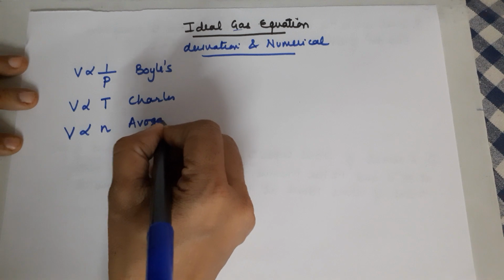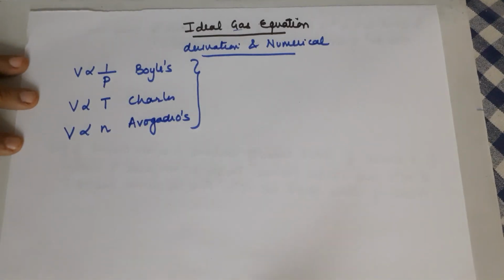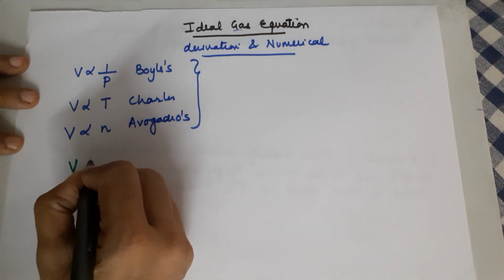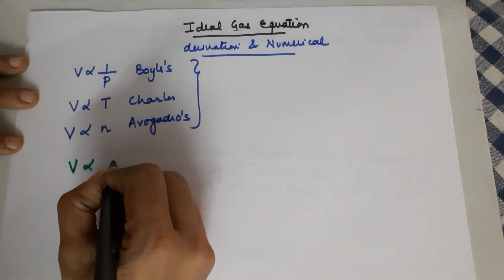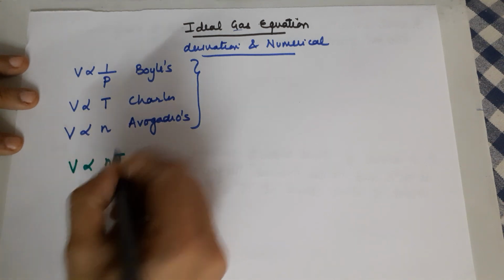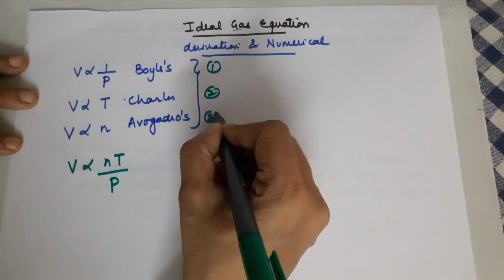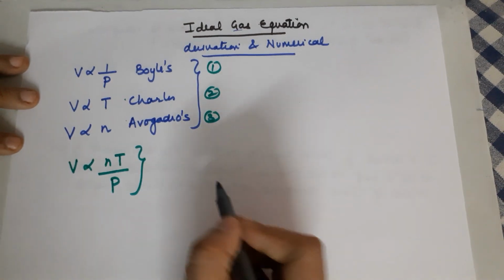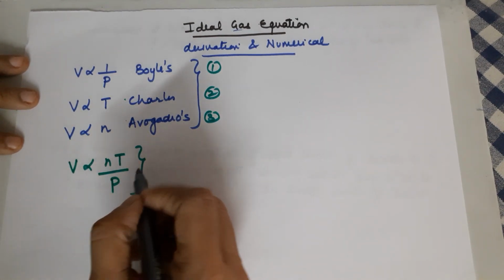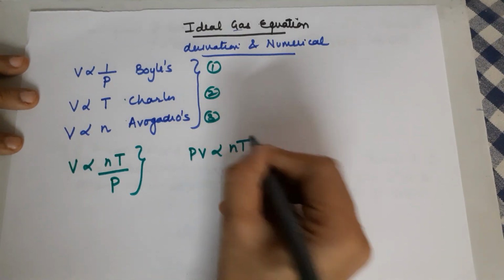is Avogadro's law. Combining these three gives us the relationship that the volume is directly proportional to the moles of the gas times temperature upon pressure, from these three equations, number 1, 2 and 3. Using this equation, we can say that PV is directly proportional to nT.